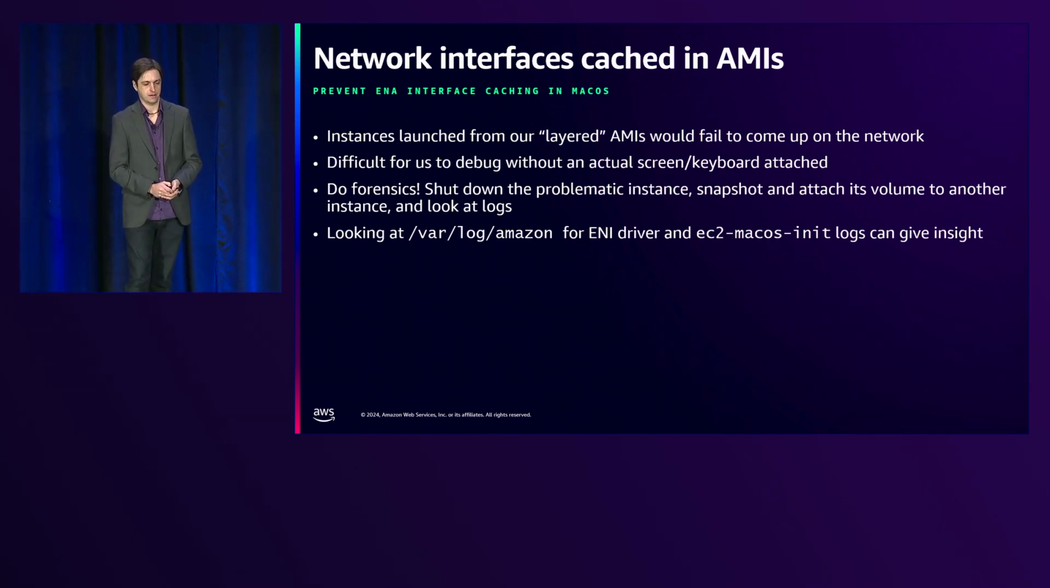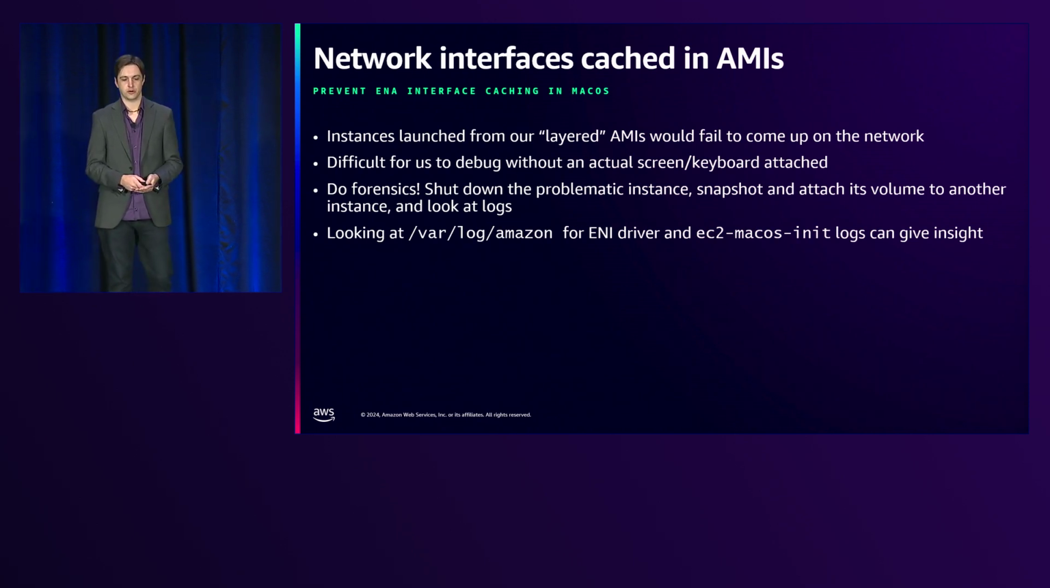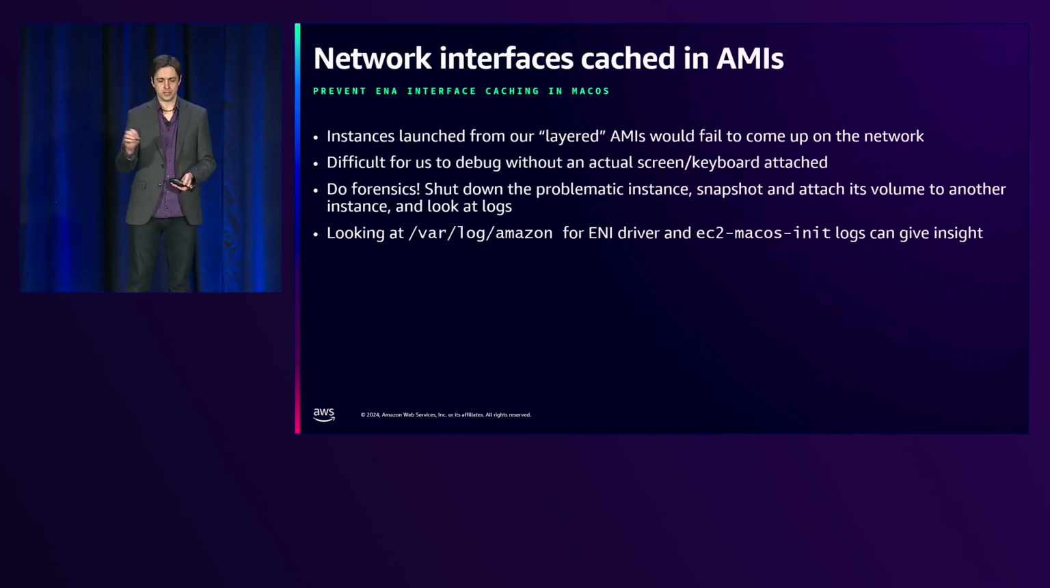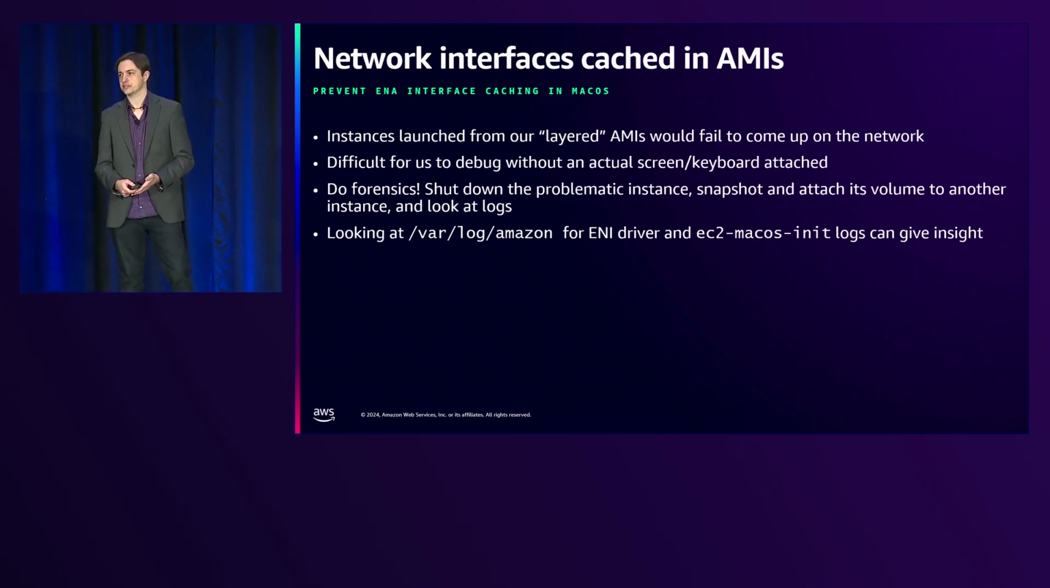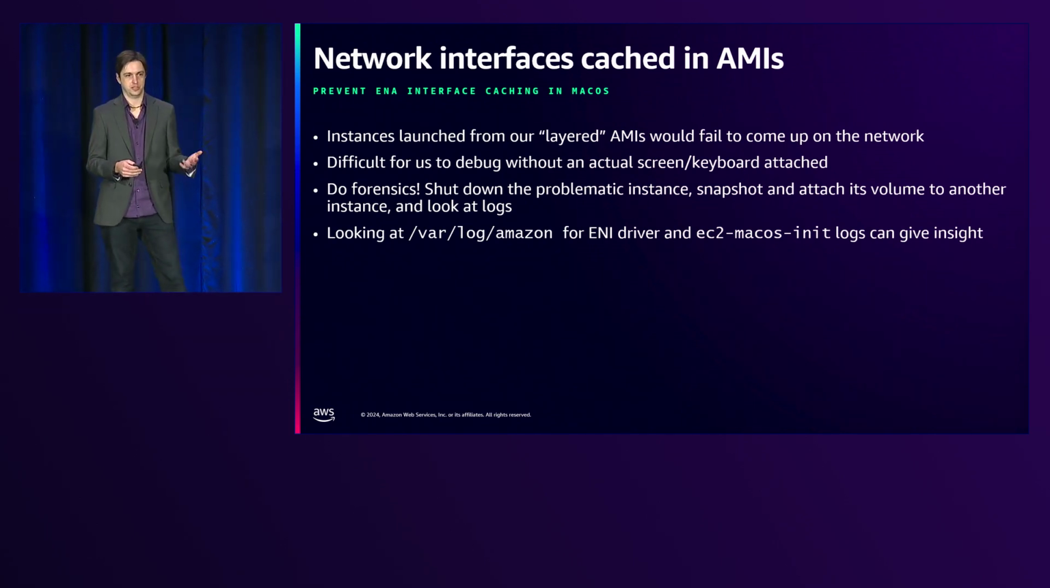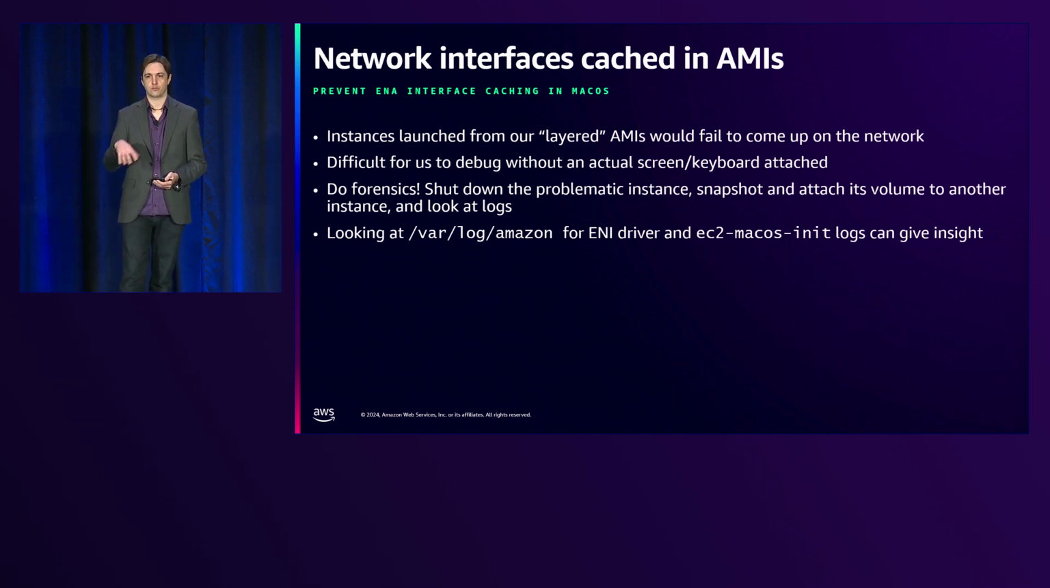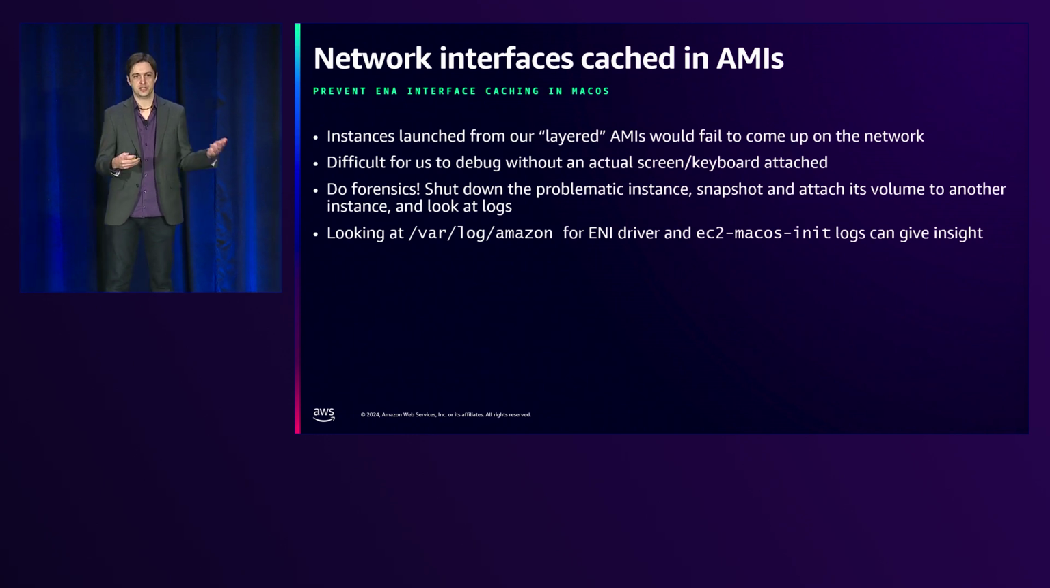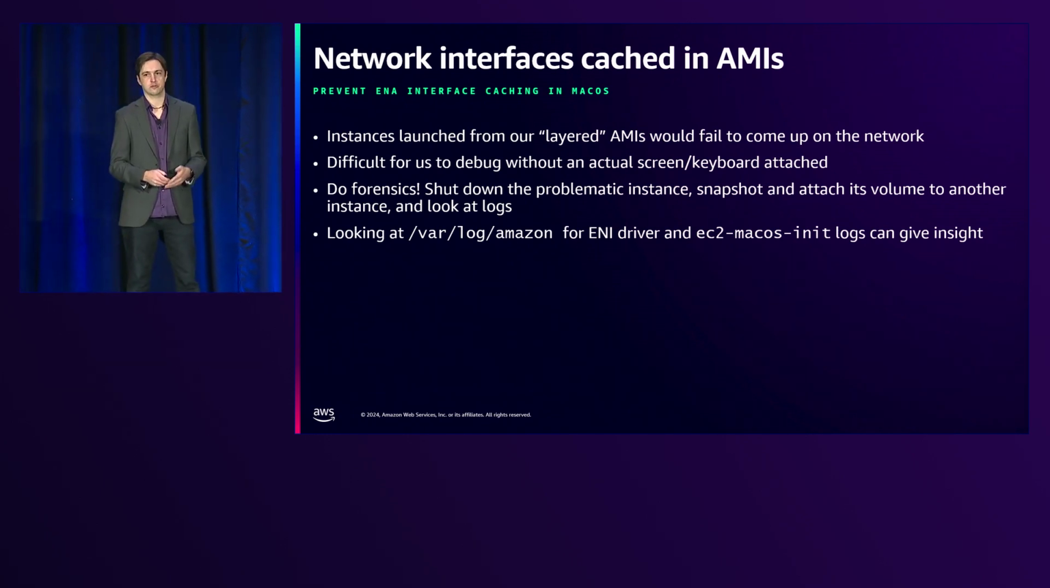So we would shut down the instance that doesn't seem to be working properly. We can snapshot it as a backup. We attach that volume to another instance, and we can mount it and look at the logs. I found that the /var/log/amazon directory was really insightful, because you'd get all the debug logs from the wrapper script used by the networking driver. And there's also the EC2 macOS log in there, which can give some insight.